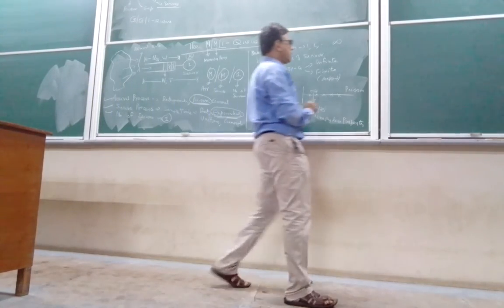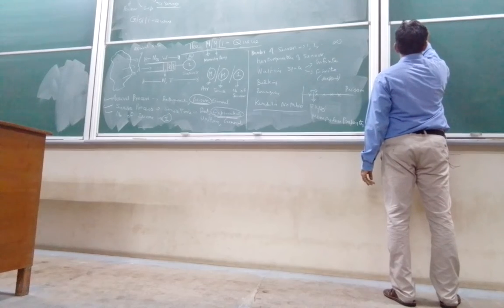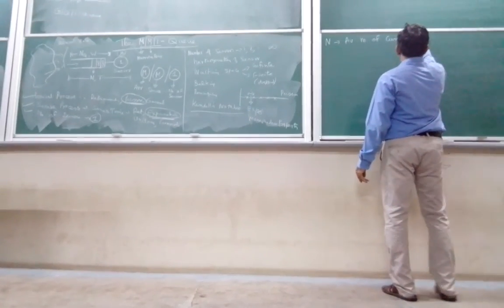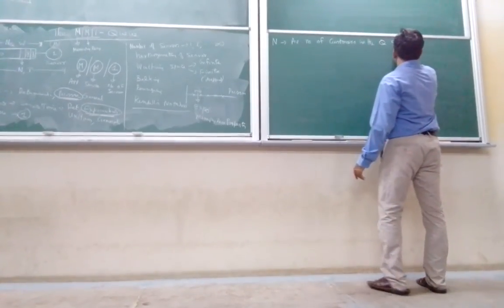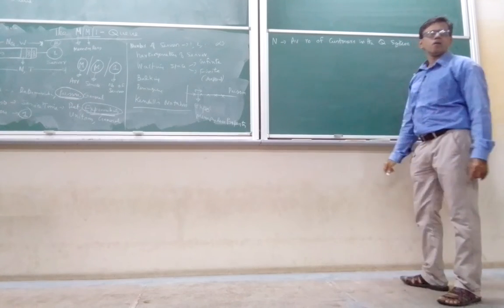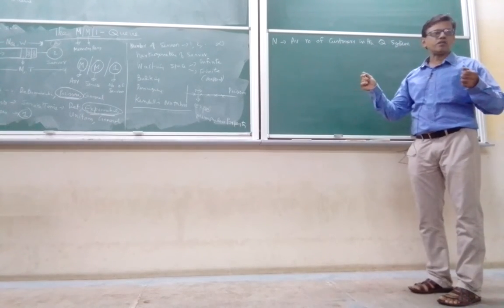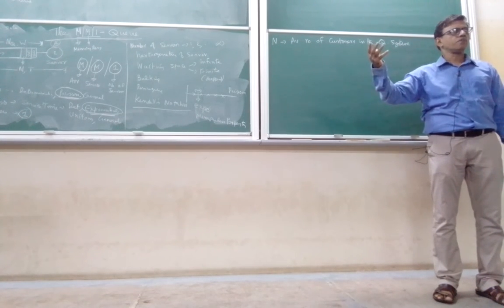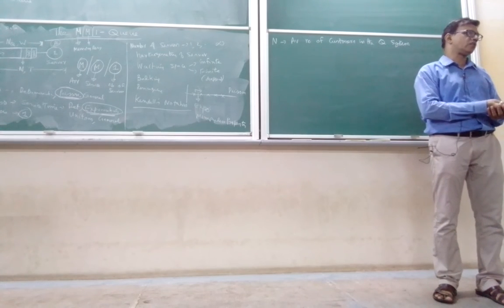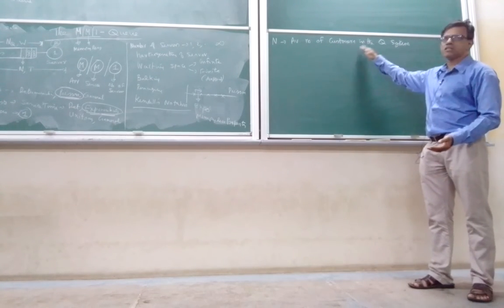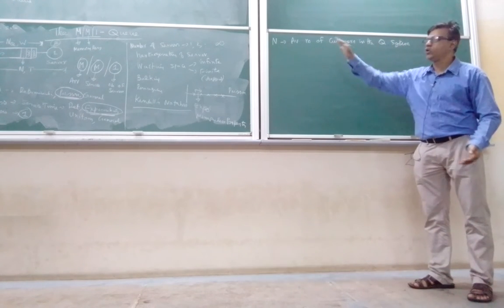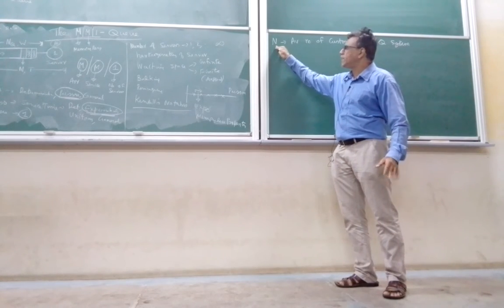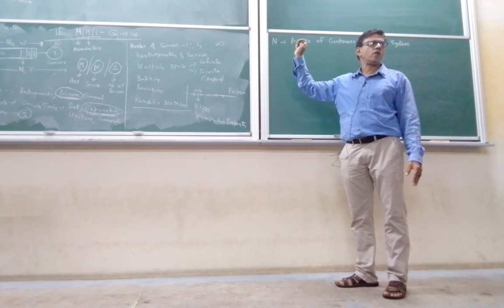I will just mention what they are. N is the average number of customers in the queuing system. If you look at the queuing system, some of them will be waiting, some of them will be undergoing service, one or more. So that entire thing is called the queuing system. So the average number of customers in the queuing system at any given time, we denote it as N. It is an average taken over a long time. This is a statistical quantity.